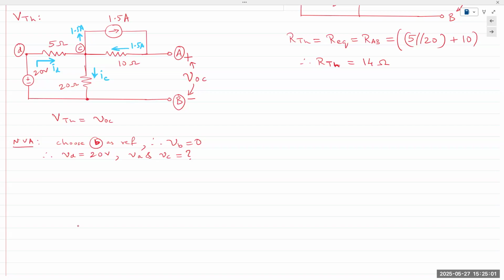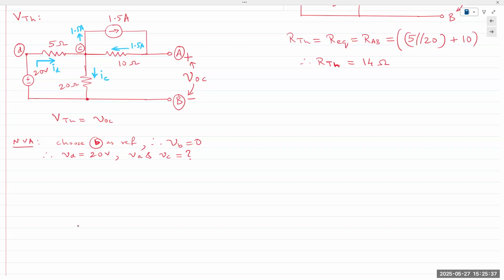And so I can write ID is equal to IC. And if I'm doing that, that means that the voltage is applied only to the 5 ohm and the 20 ohm resistor. Also, if 1.5 amps is flowing through the 10 ohm resistor, we can find the voltage drop across the 10 ohm resistor, right? 1.5 times 10, so 15 volts.